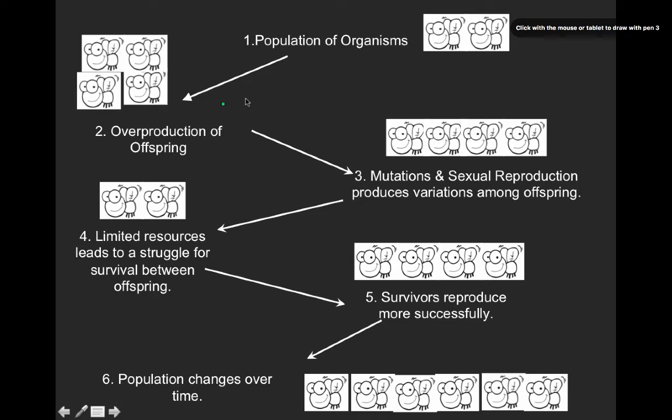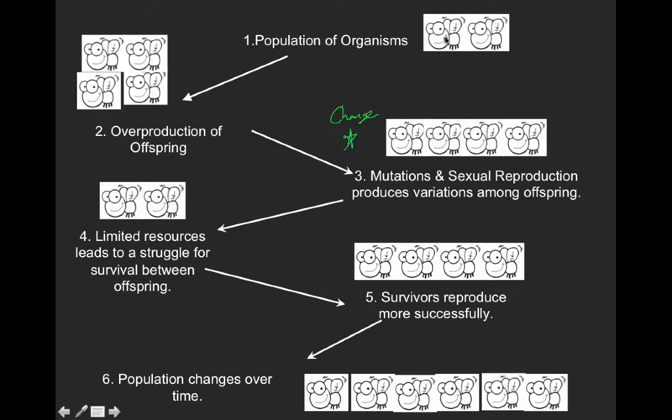So let's go back through our little cartoon fruit fly friends here and show an example. We have our population of fruit flies over time. There's an overproduction of offspring, so now we have more in the population than can survive. Mutations and sexual reproduction produce variations. This is where we get the change starting to happen. This is where change comes in.